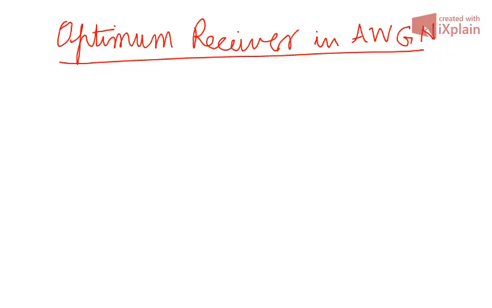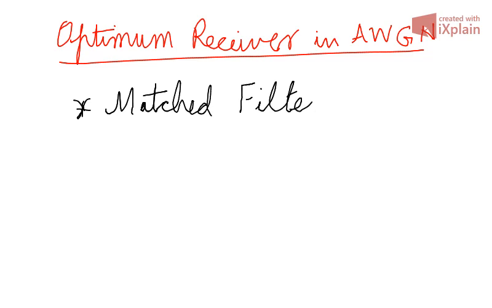In this lecture, we will discuss the optimum receiver in the additive white Gaussian noise channel. We already discussed the matched filter earlier, in the previous lecture. Let me discuss this optimum receiver, which of course has a matched filter, the matched filter receiver.